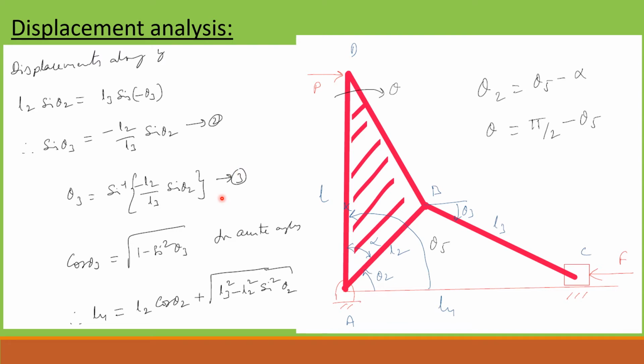From trigonometry for acute angles, we know that cos theta can be written as the square root of 1 minus sin square theta. Here we want to write cos theta 3 equal to the square root of 1 minus sin square theta 3. Let us substitute this in equation 1. We get L4 equal to L2 cos theta 2 plus the square root of L3 square minus L2 square sin square theta 2.